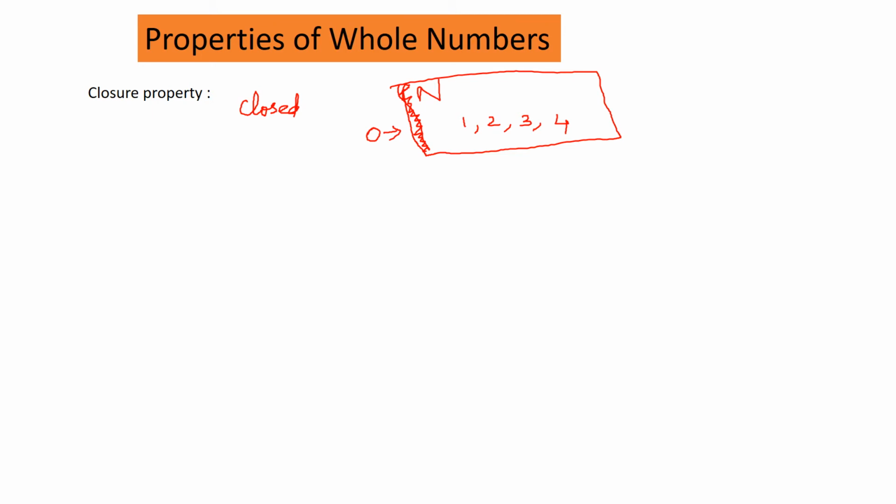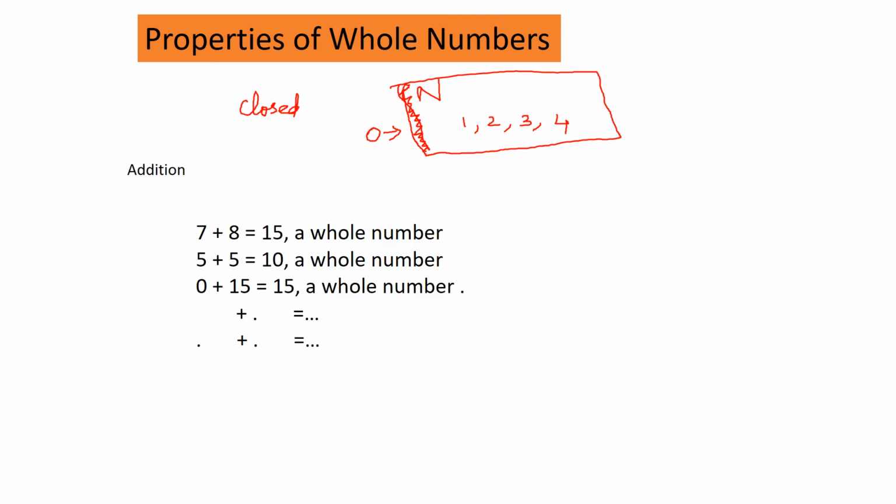Closure property. So it is closed. Okay. Now we are going to talk about addition. When you have addition, 7 plus 8 equal to 15.